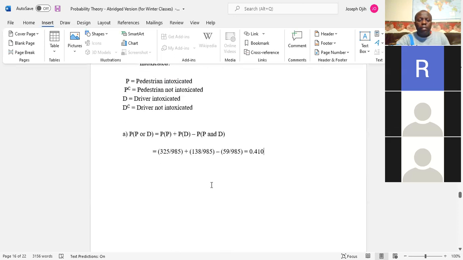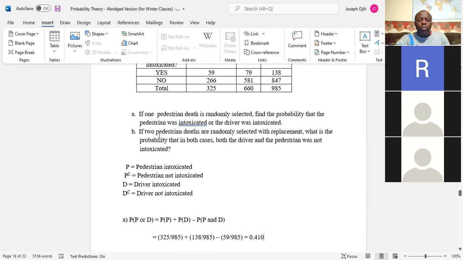Okay. Now, the second question says, if two pedestrian deaths, now we have 10 minutes left. If two pedestrian deaths are randomly selected with replacement, what is the probability that in both cases, both the driver and the pedestrian were not intoxicated? So you see the "and" is the key.